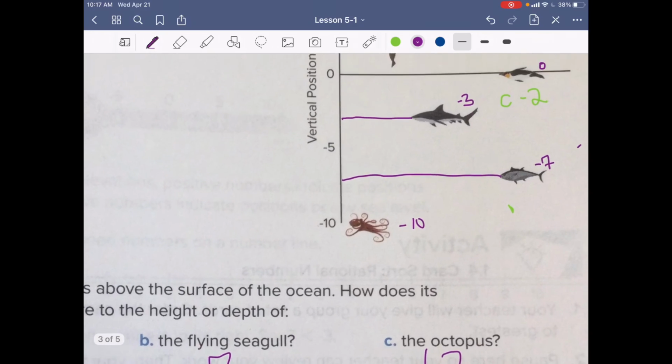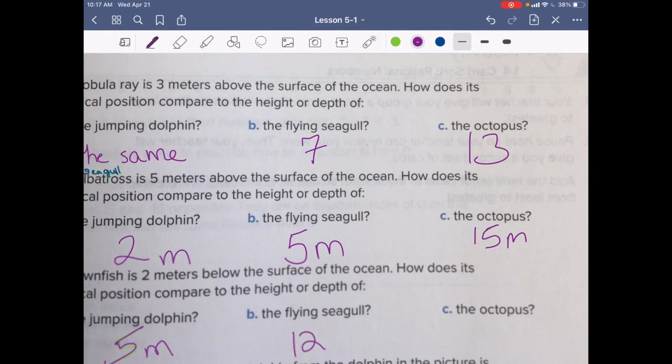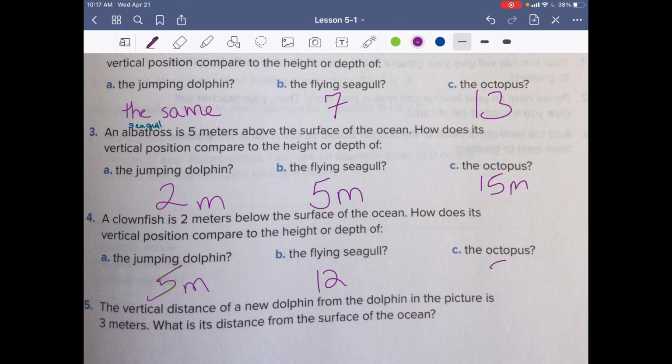Now we need to compare it to the octopus. So if we're looking at our clownfish and we compare it to our octopus, we're going from here down to here. So 2 and 10, what's the difference between 10 and 2? 10 minus 2 is going to give us 8. They are 8 meters apart.